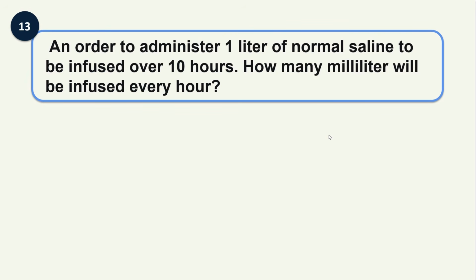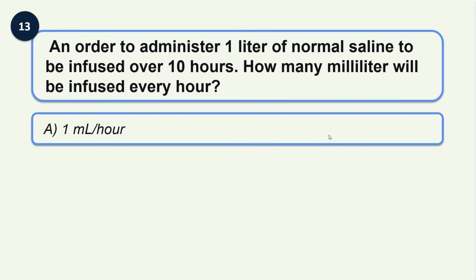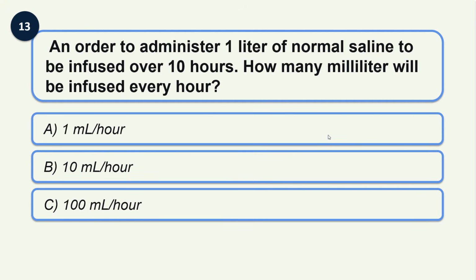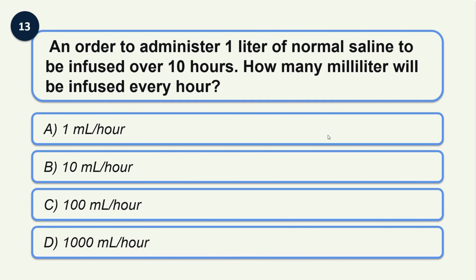Next, an order to administer 1 liter of normal saline to be infused over 10 hours. How many milliliters will be infused every hour? A. 1 mL per hour. B. 10 milliliters per hour. C. 100 milliliters per hour. D. 1000 mL per hour. The correct answer is 100 milliliters per hour.